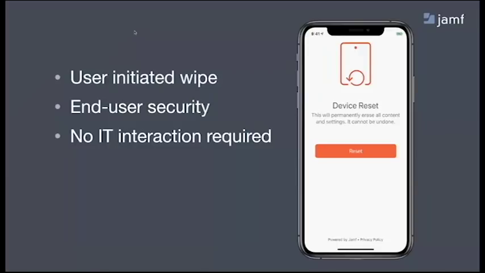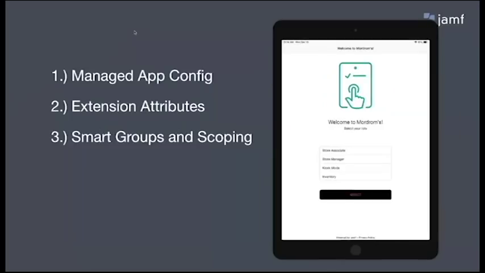Now, in order to do this, we use tools like Managed App Configuration, changing the extension attributes within the app config of Customize This App, as well as using smart groups and scoping in order for the right apps to be revealed or hidden depending upon the extension attribute that's chosen within Jamf Setup.